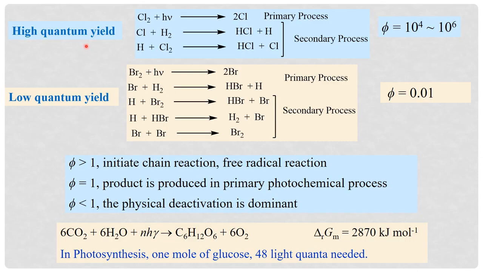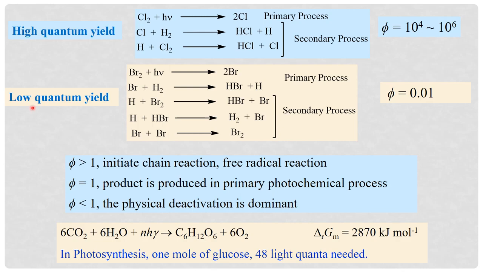Quantum yield can be very high, low, or it can be equal to 1. Here is an example of high quantum yield, that is, one chlorine absorbs one photon and the primary process takes place. Then the free radical reaction starts and a chain reaction follows. Quantum yield is 10^4 to 10^6, that is, 10^4 to 10^6 molecules are converted by absorbing only one photon.